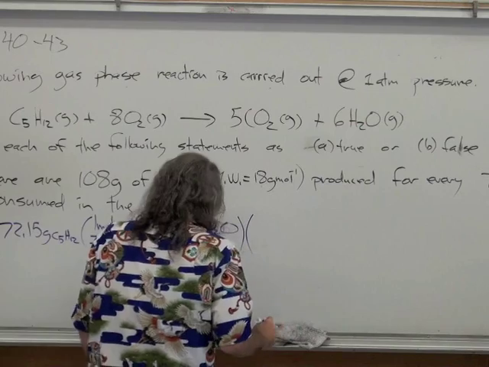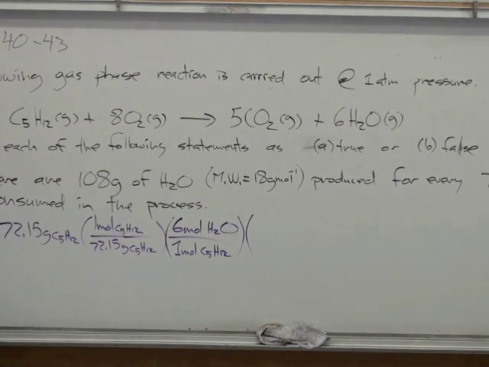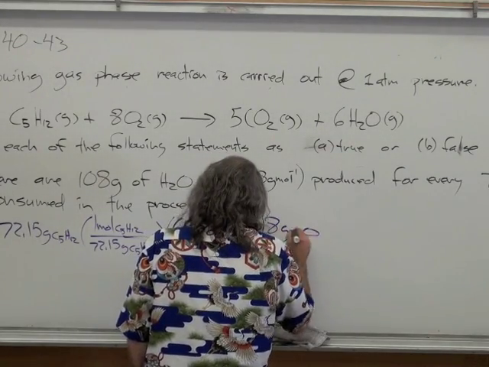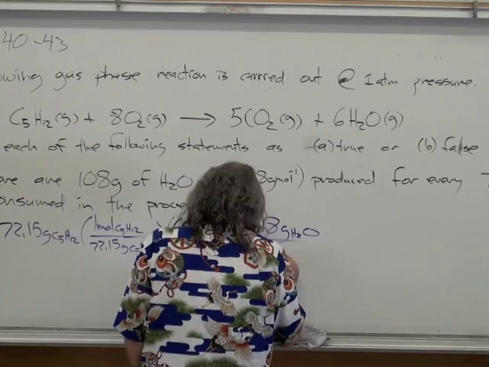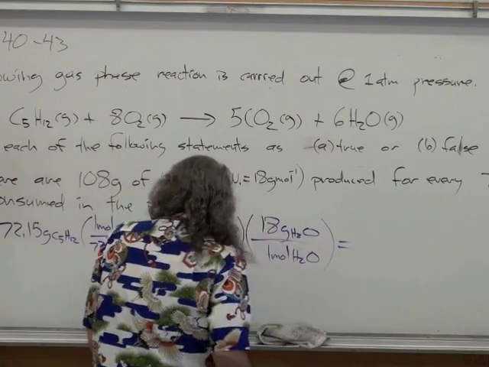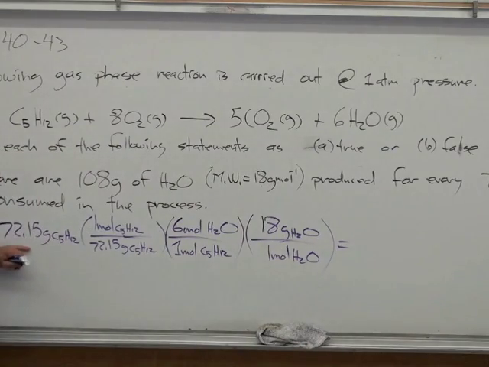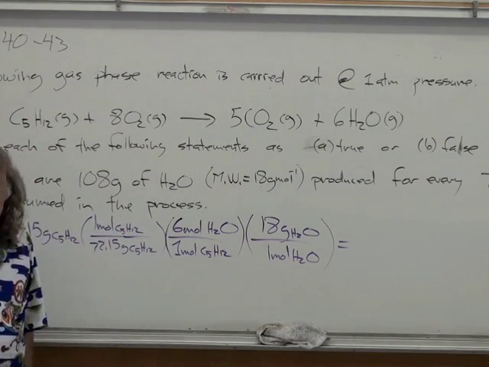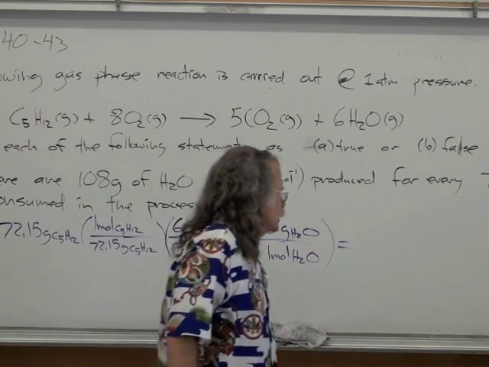And last but not least, I want to convert that to what? Grams of water. There's 18 grams of water for every 1 mole of water. So this turns out 72.15 divided by 70.15. Okay, yeah, that's 1.6 times 1 is 6. So I need 6 times 18.